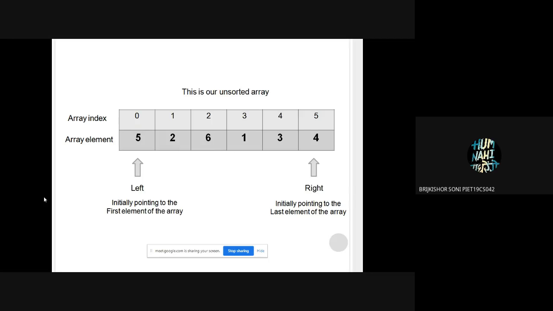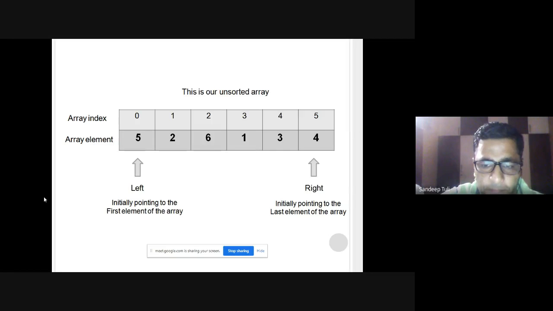So left is a variable which holds the initial position of the first element of the array. We are taking a left variable and a right variable, which initially point to the first and the last element respectively. Now the pivot element we will take. The first element will be taken as the pivot element, and it holds the index value.